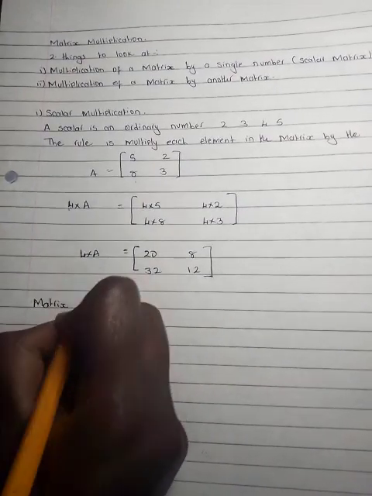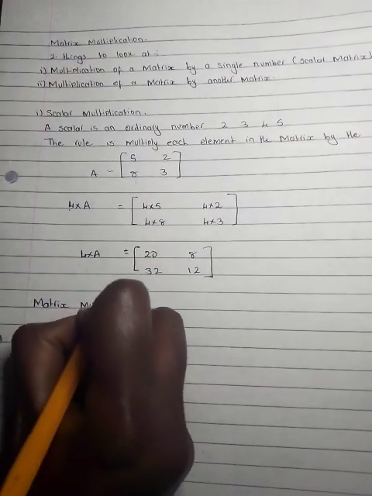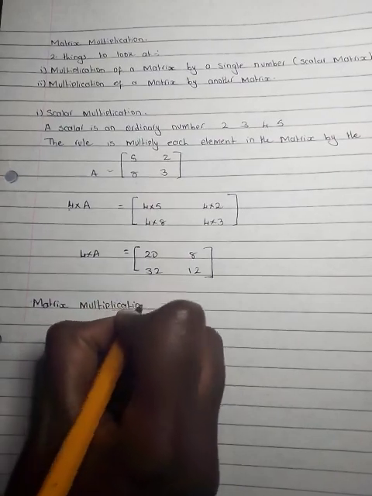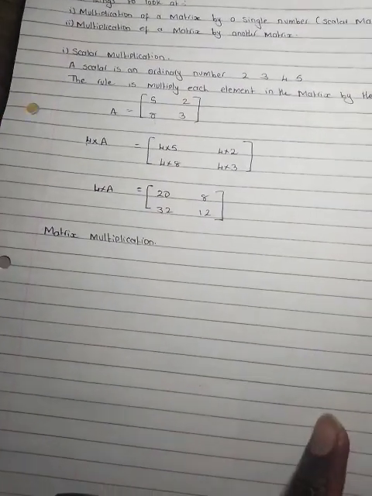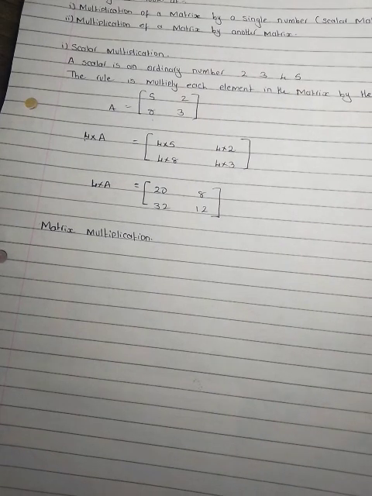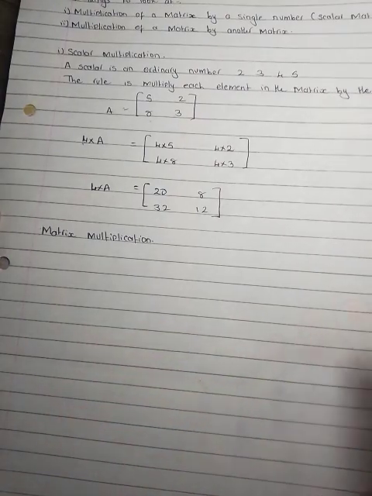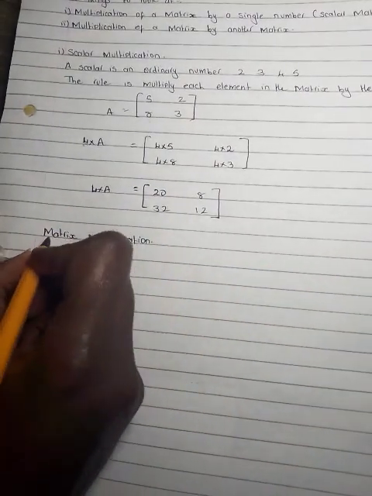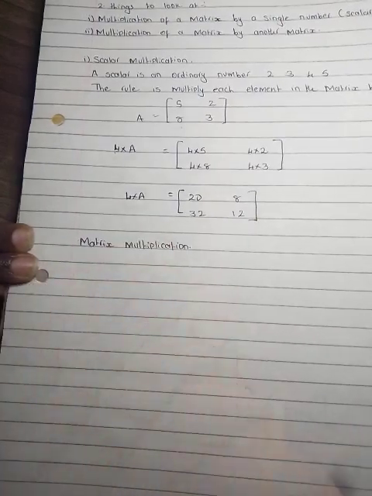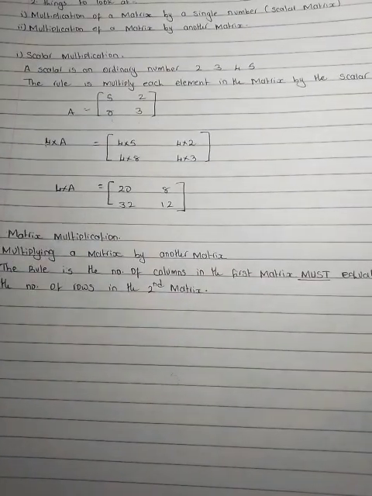Matrix multiplication. Now, what you need to remember here is that when multiplying a matrix by another matrix, the number of columns in the first matrix must equal the number of rows in the second matrix. So, matrix multiplication is whereby we are multiplying a matrix by another matrix.